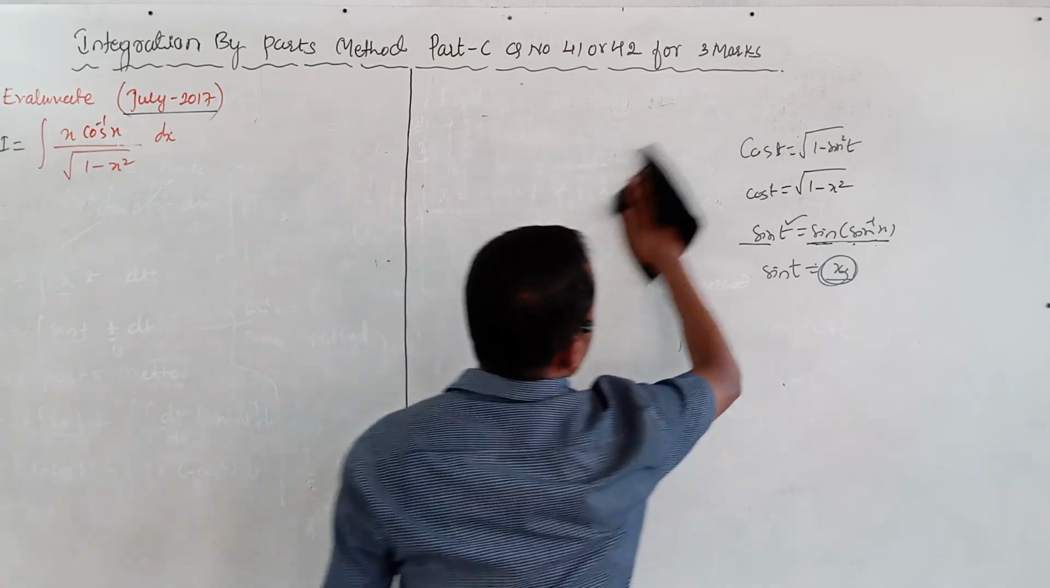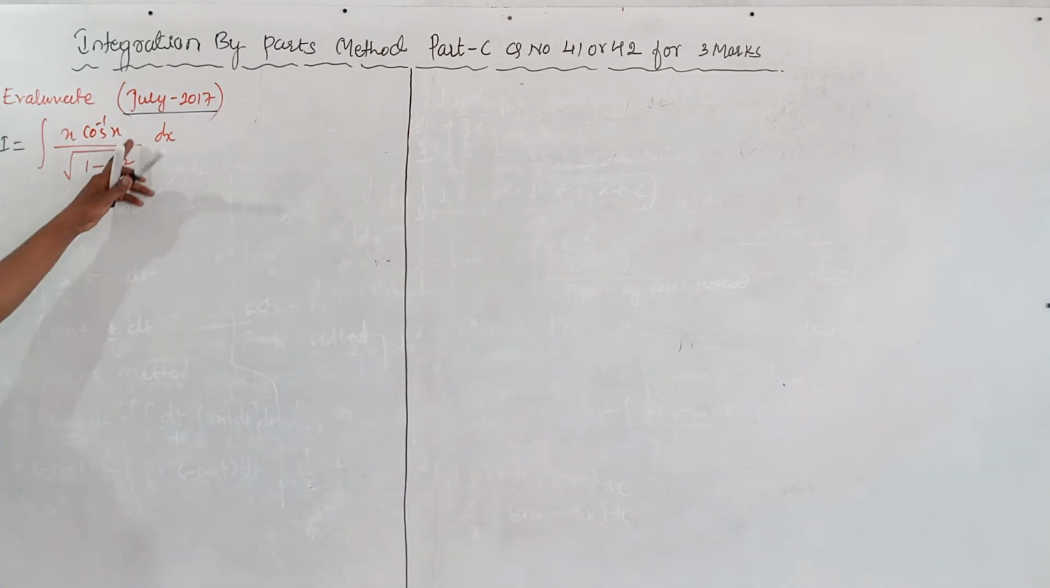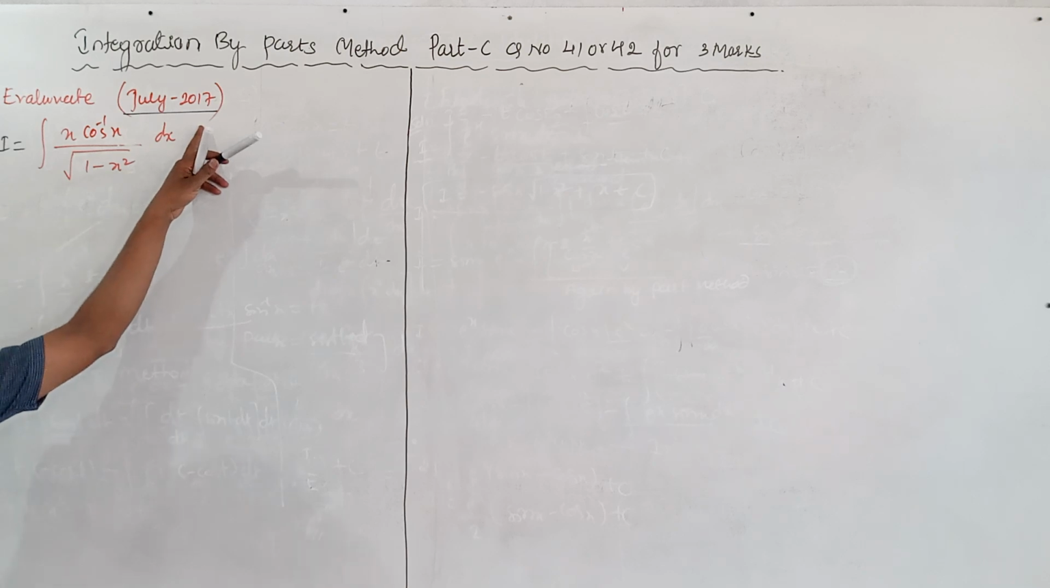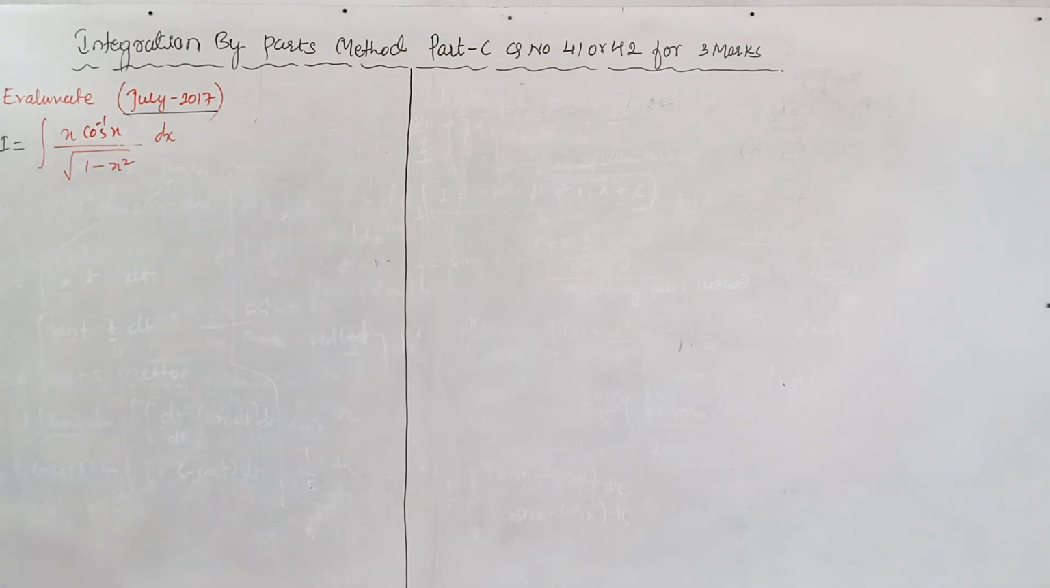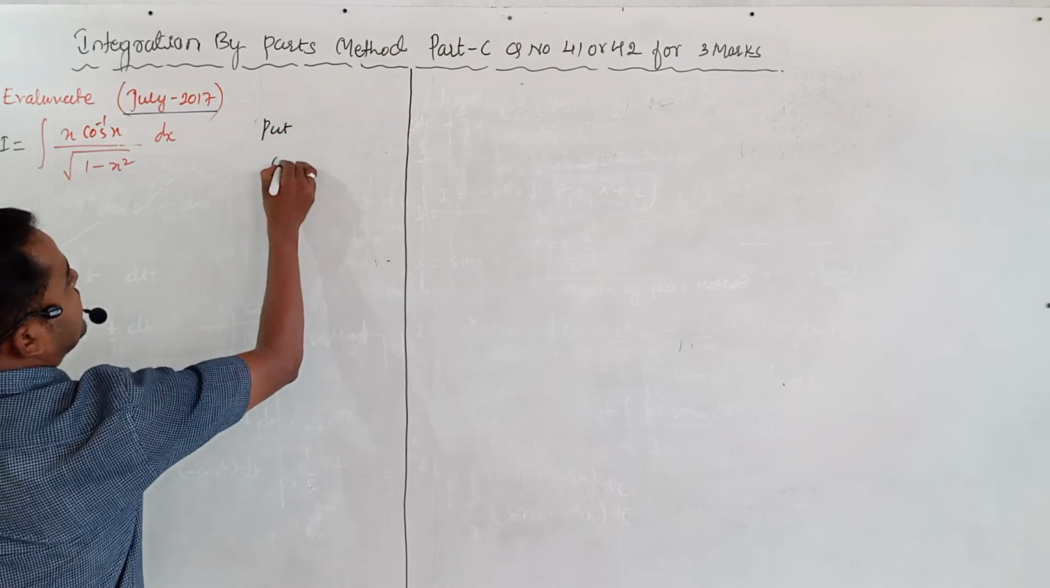Next question. Evaluate the integral of x cos inverse x divided by root of 1 minus x square. This question has been asked in July 2017 for 3 marks. Same as we did with the previous problem, put cos inverse x is equal to t.